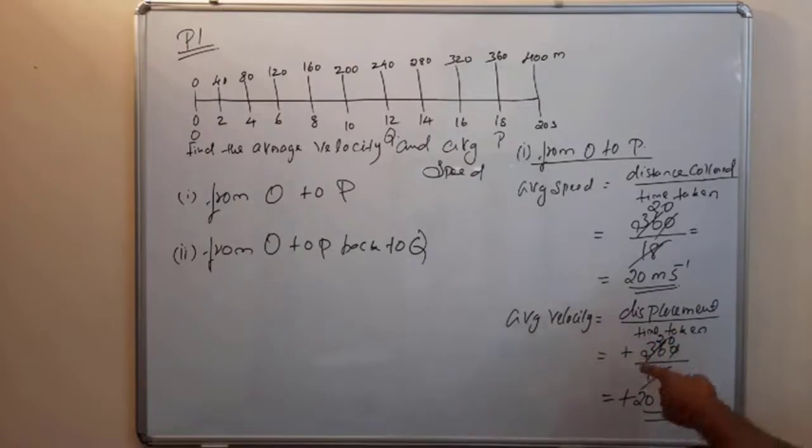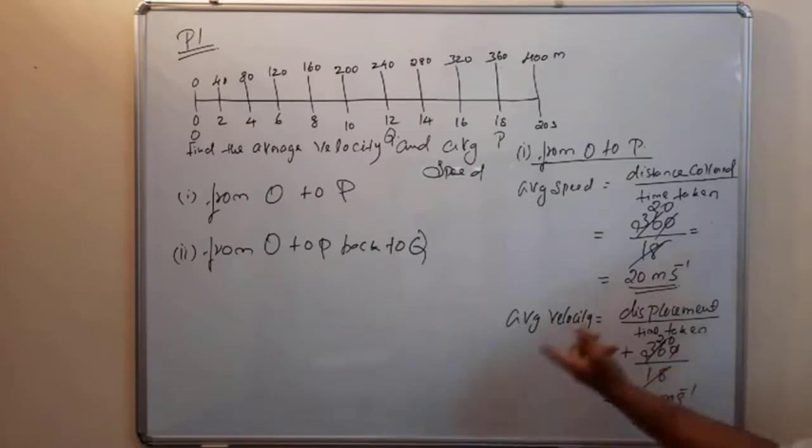So displacement is either positive or negative, that is direction. So when we say the displacement, we have to say the direction also. So the positive direction, plus 360 by time taken. So velocity also is a vector quantity, positive or negative. So plus 20 meter per second. Clear? Average speed and the average velocity.